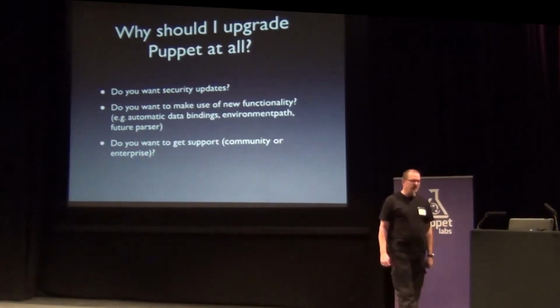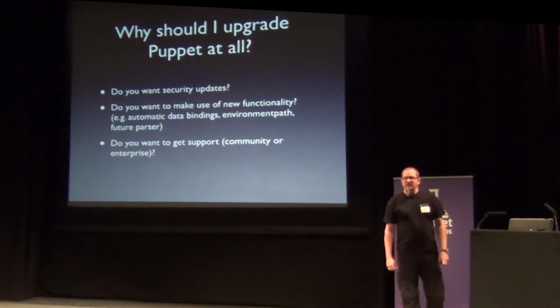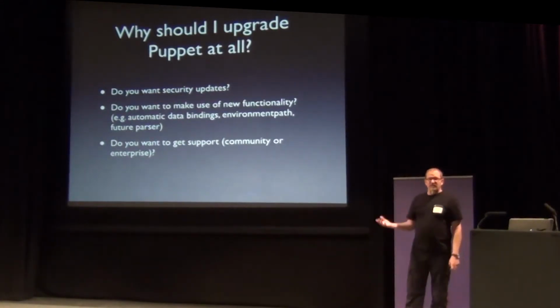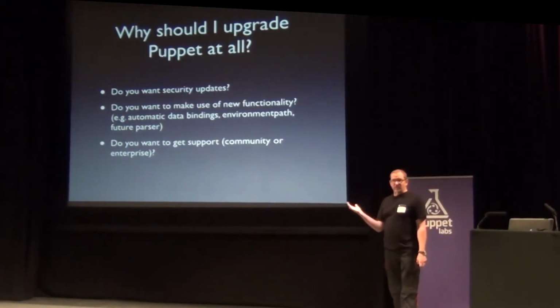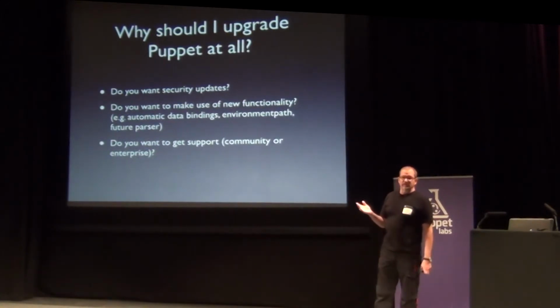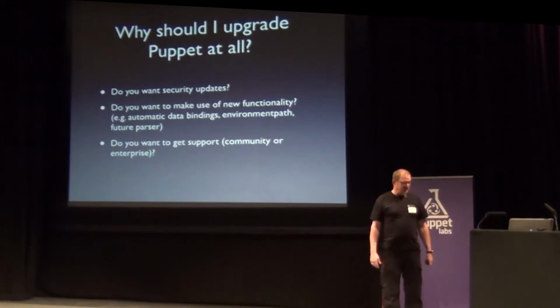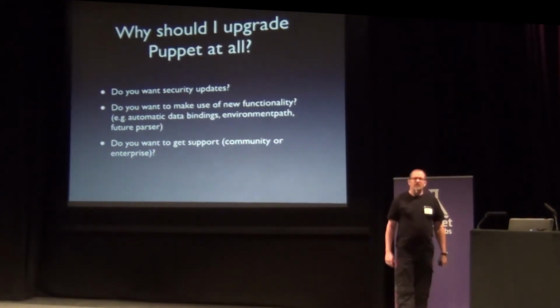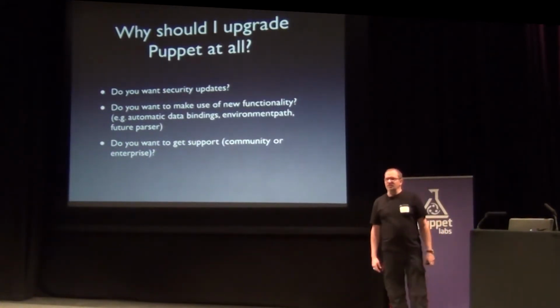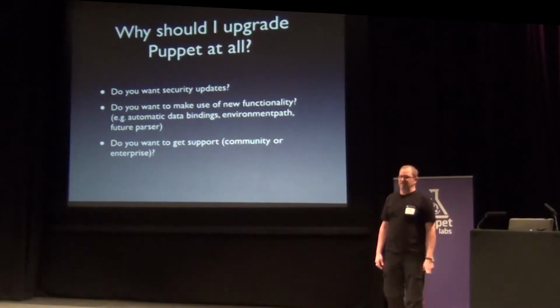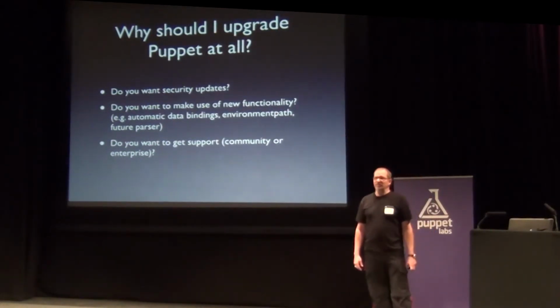Maybe you want to use the environment path. You want to have more flexible environments. Maybe you've heard about it. There's R10K around, making it easy for you to spin up new environments via Git branches. Maybe some of you are already that experienced that they want to make use of the future parser. Who has heard about the future parser?